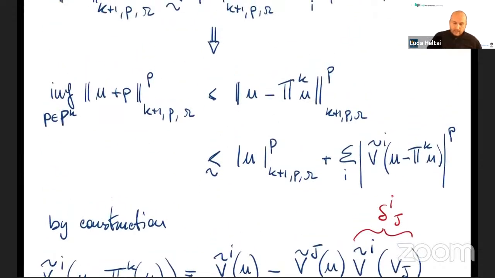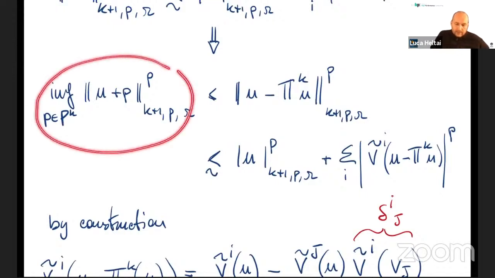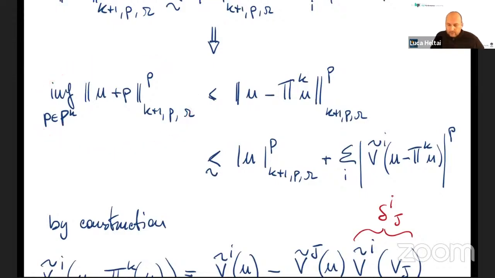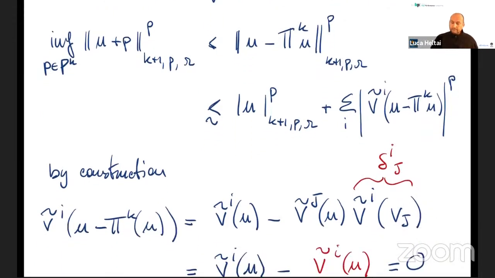Okay, so by construction, what I'm saying here is that if I now take the infimum of all possible polynomials that are here, this infimum is controlled by the semi-norm of u in W^{k+1,p}, simply because I can make this part go away by choosing a particular polynomial that interpolates u using the interpolation of the basis functions that we just constructed. Does that make sense? Yes, no, maybe. I think we have to digest it ourselves.